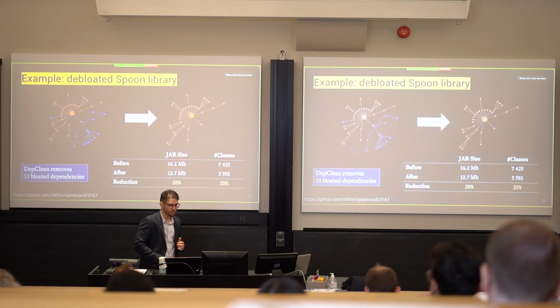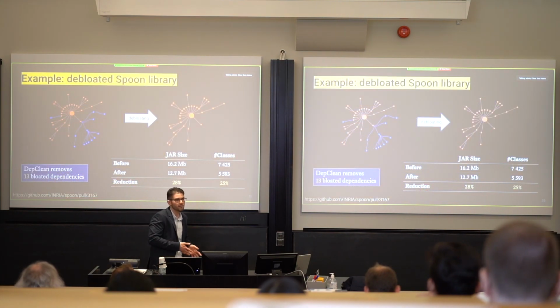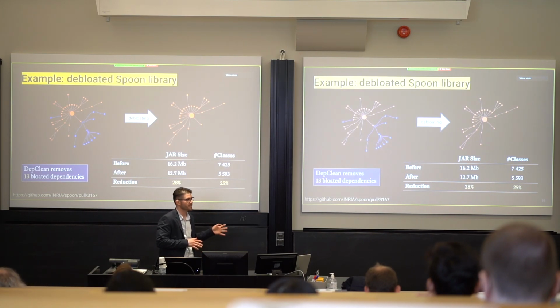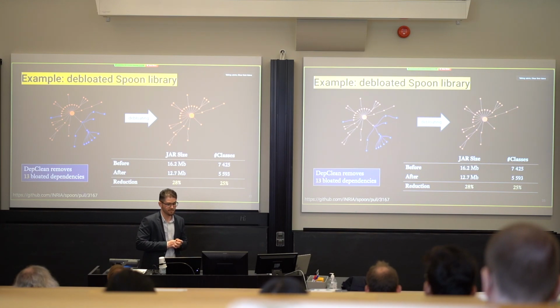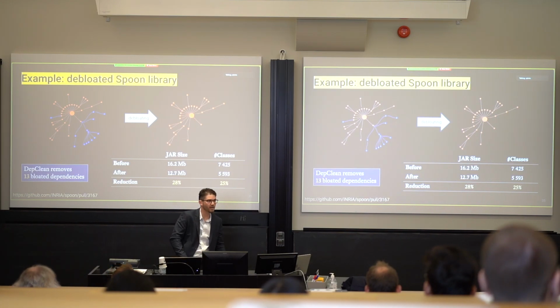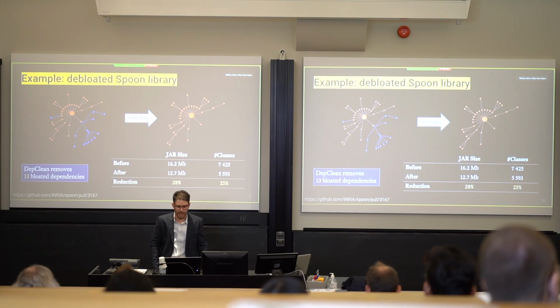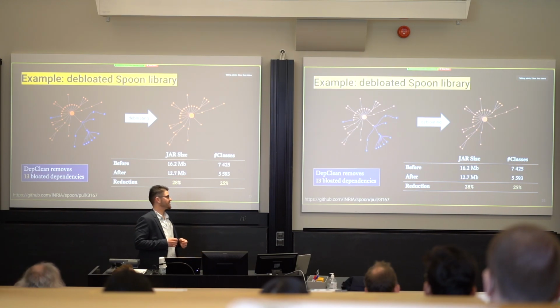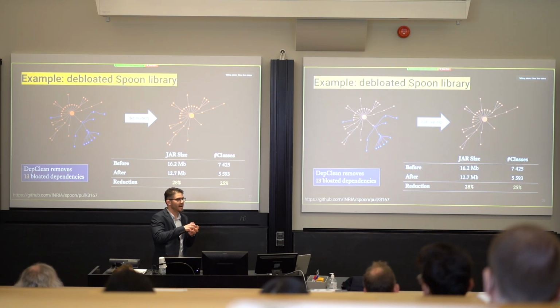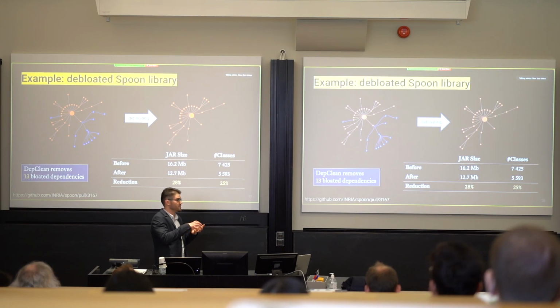And we use Debloating to actually debloat Maven projects. And this is an example. It's the Spoon library used for meta-programming. And we use Debloating to remove 13 dependencies in Spoon. We submitted the pull request, and the pull request was accepted. And as a result of these two requests, we removed 28% of the jar size of Spoon.